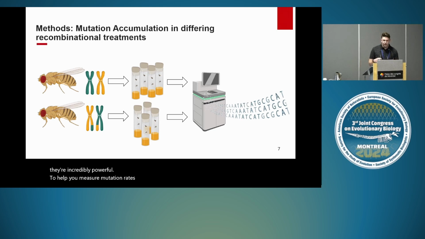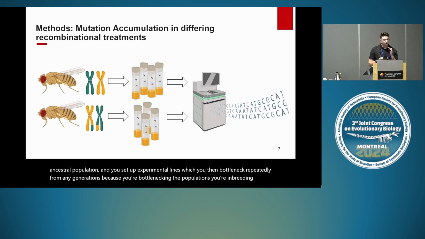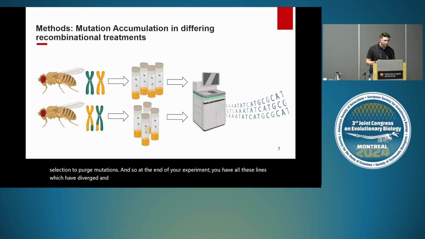The way that they work is you start with a common isogenized ancestral population, and you set up experimental lines, which you then bottleneck repeatedly for many generations. Because you're bottlenecking the populations, you're inbreeding them, right? It reduces the effective population size and also therefore reduces the ability of selection to purge mutations. And so at the end of your experiment, you have all these lines which have diverged and they've accumulated mutations at the rate at which they've spontaneously occurred. So it's an incredibly powerful technique.